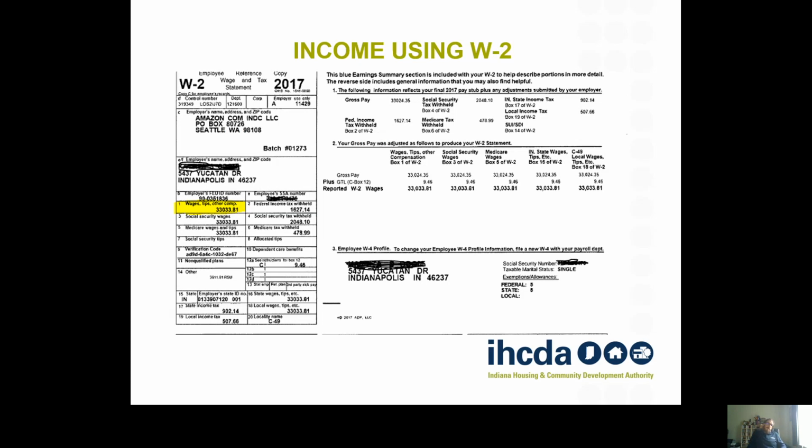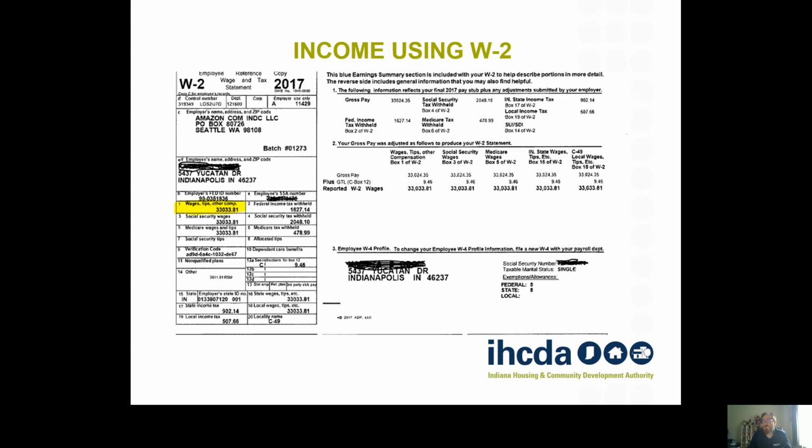W-2s can be used between January 1st and April 15th. I know that this past year, the tax season was extended all the way out, I think, until July. But because we want to keep it recent, we did not extend the use of W-2s. And so if something similar happens this year, I expect that we would use that as precedent and still keep to W-2s being only good until April 15th.